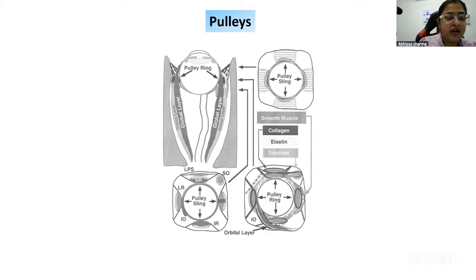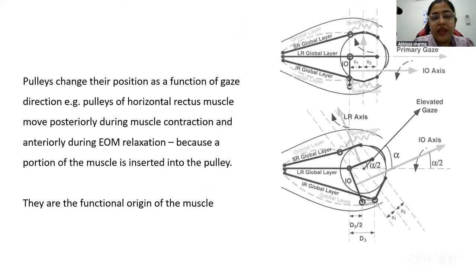Because of these pulleys, Listing's law is basically followed by the ocular muscles. They also change their position as a function of the gaze direction. For example, the pulleys of the horizontal rectus muscle move posteriorly during muscle contraction and anteriorly during relaxation. So they are basically called the functional origin of the muscle.